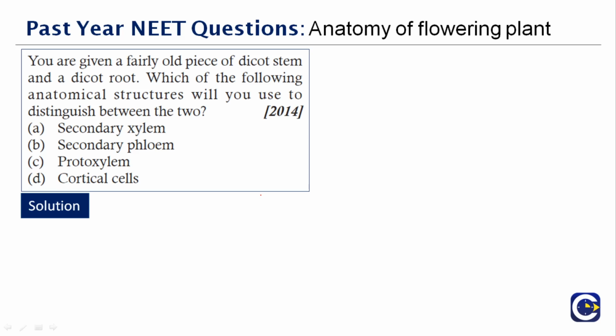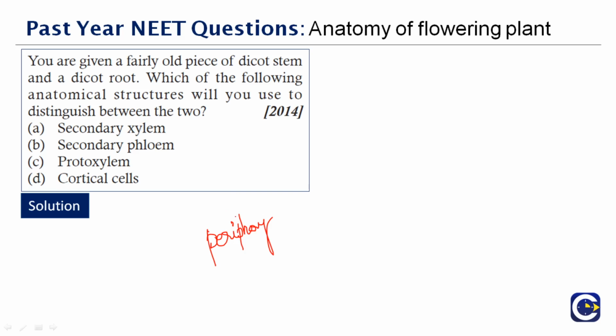See, when we talk about anatomy, anatomically you've taken old dicot root and a dicot stem. So here if you see, the correct answer will be option C. So here if you see, the correct answer is protoxylem. Okay, in dicot root the protoxylem is located near the periphery. It will be located near the periphery of the vascular cylinder, while in dicot stem the protoxylem will be located near the vascular bundle. So here we are taking the stem and the root.